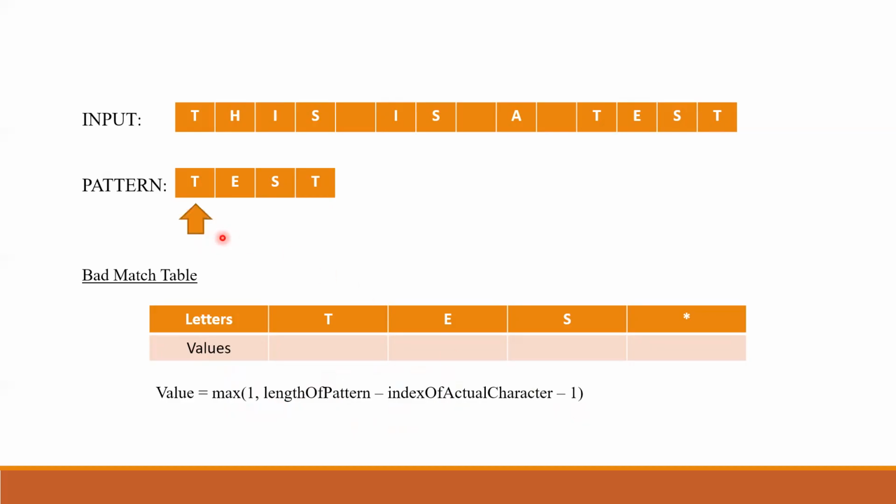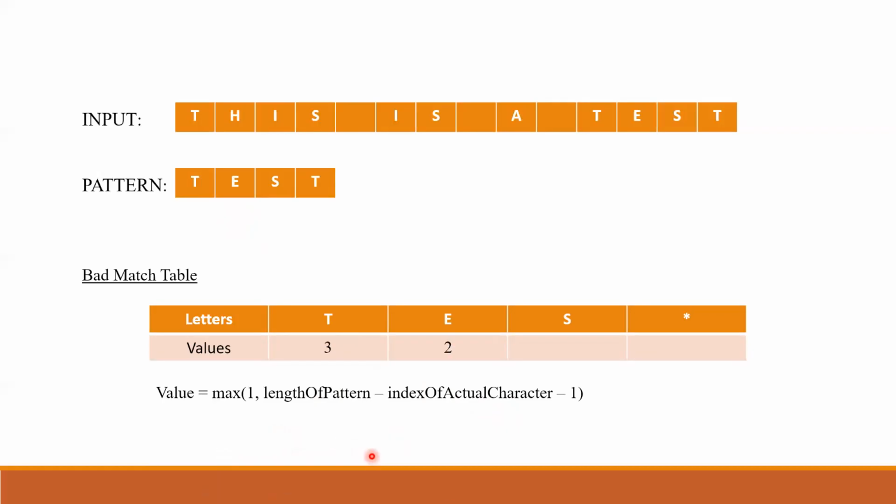So let's see for this first letter. Length of the pattern is 4. The index of this first character is 0 and minus 1. So max of 1 and 3 is 3. Similarly, we move to the next character, that is E. Now the length of the pattern is 4. The index of E is 1 and minus 1. So max of 1, 2 is 2.